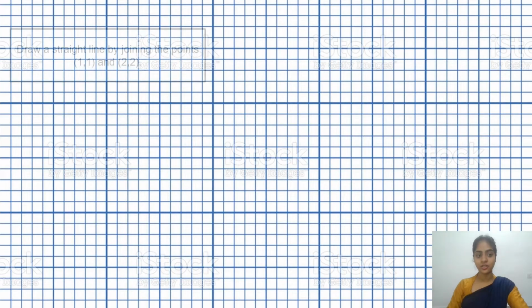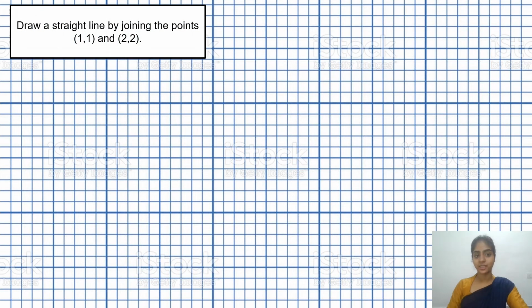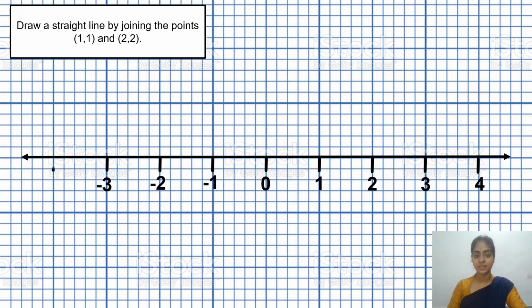Let us draw a straight line by joining the points (1, 1) and (2, 2). First, we are supposed to draw the graph sheet. So, we draw the graph sheet. We put the x-axis and then mark the origin, positive integers, then negative integers. Then we draw the y-axis, positive integers, then negative integers.